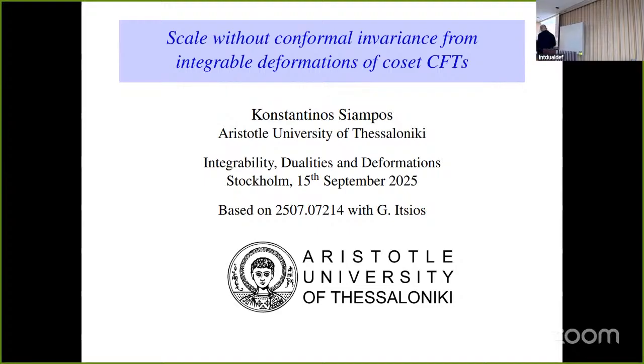So, as Ben said, I'm going to talk about some deformations of integrable coset CFTs which preserve integrability. And as we will see, this kind of deformation will preserve also scale, but not conformal invariance. So let us start.